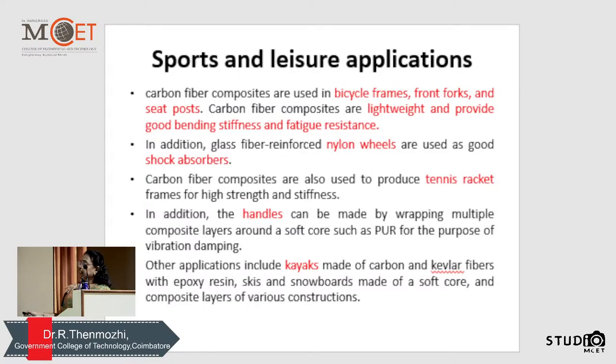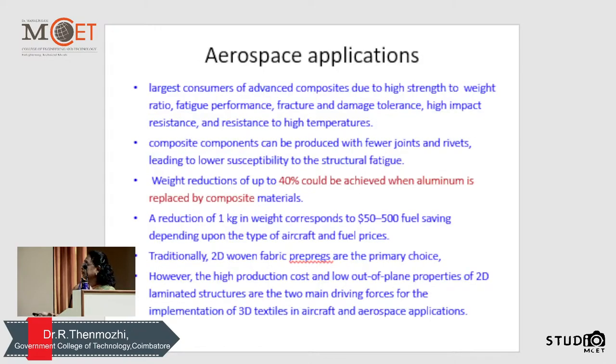As far as sports applications are concerned, people use carbon fiber composites in bicycle frames also, as you might have seen, and also in the front forks and the seat posts, because of their light weight along with more stiffness. And we have nylon wheels and tennis racket handles, so all these things are under application.